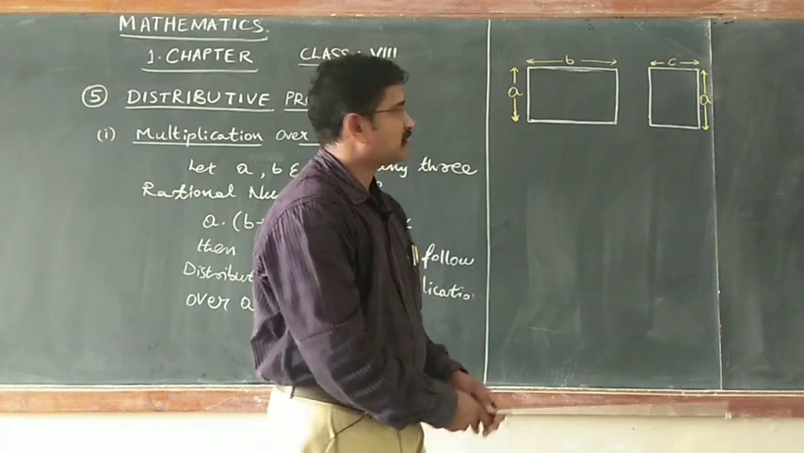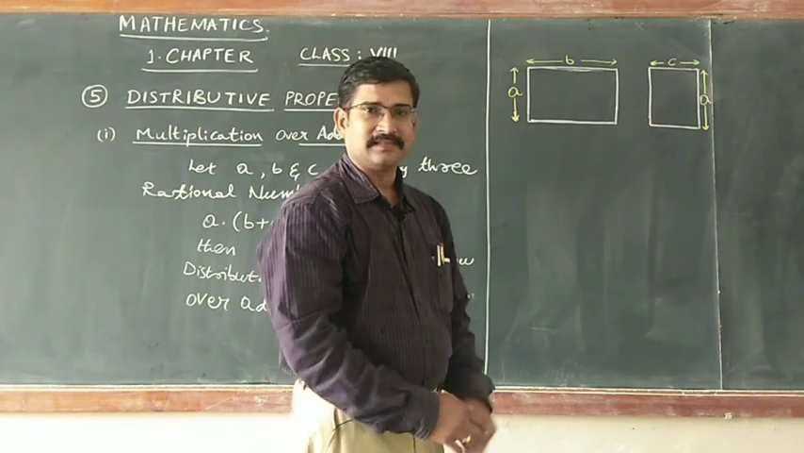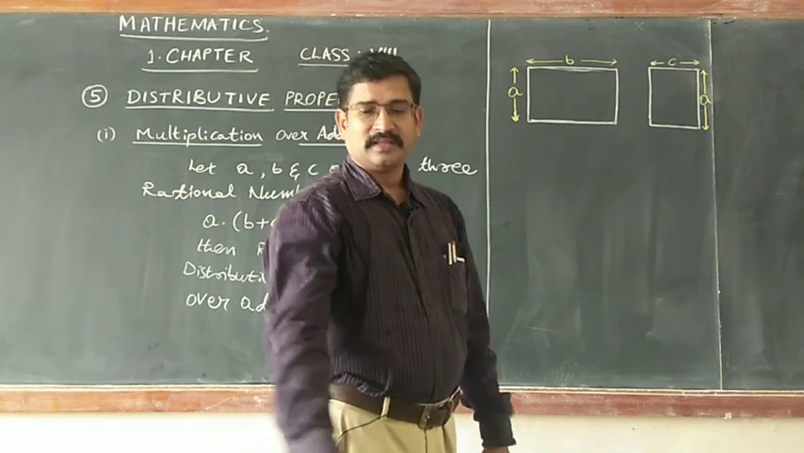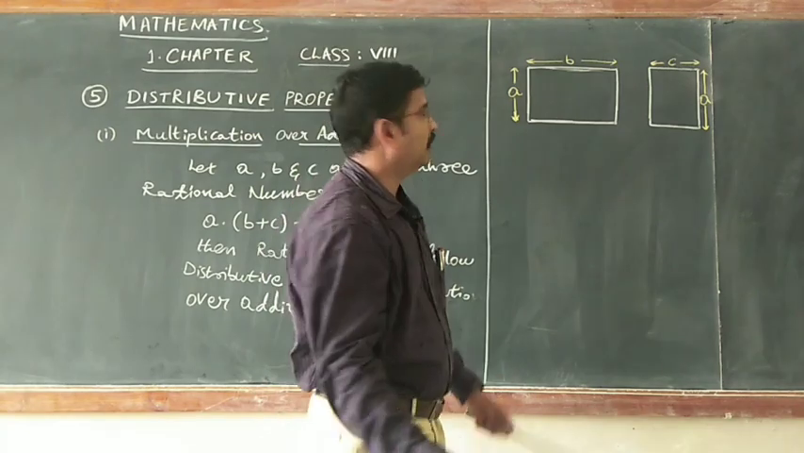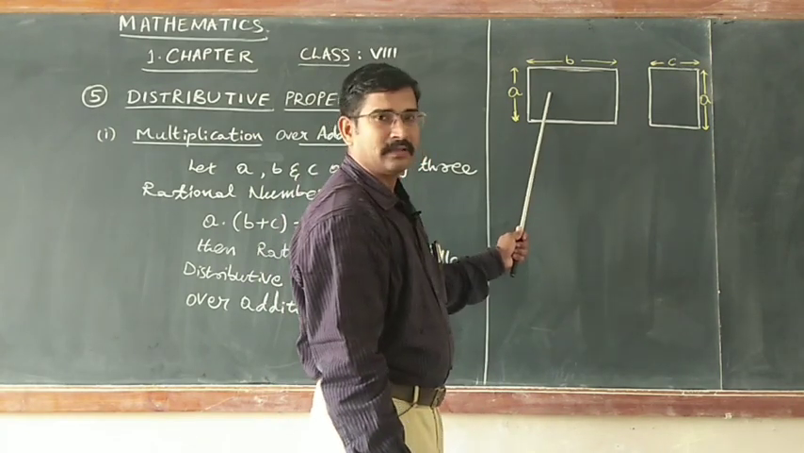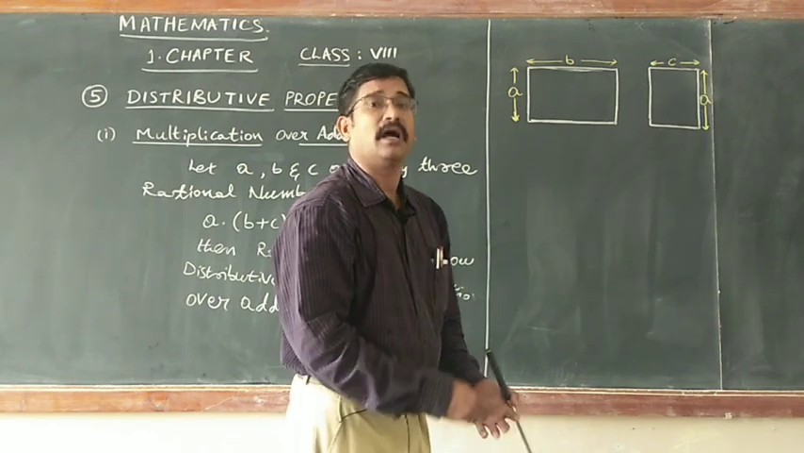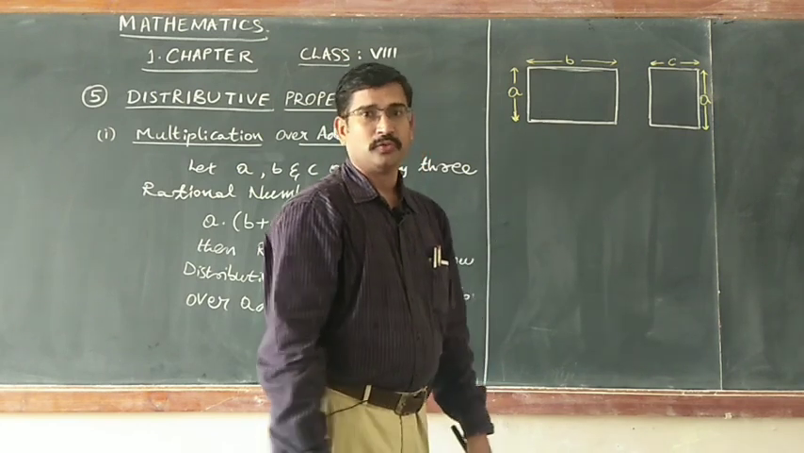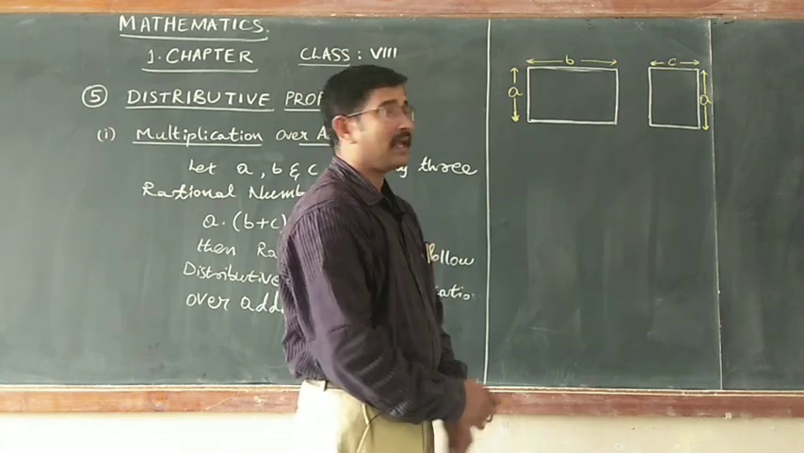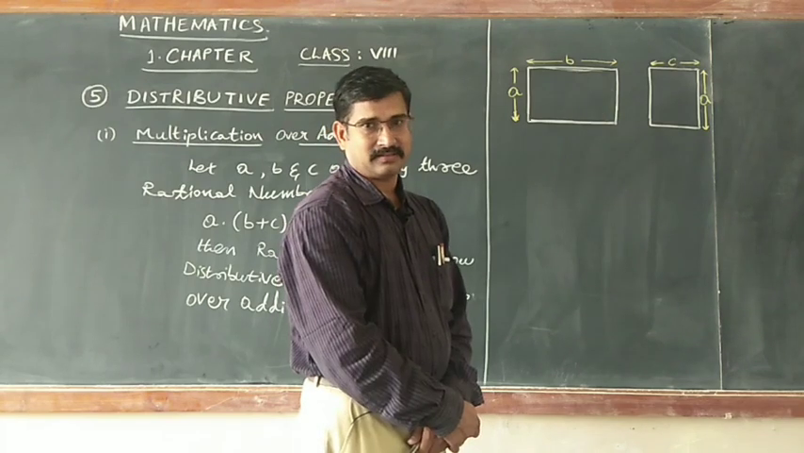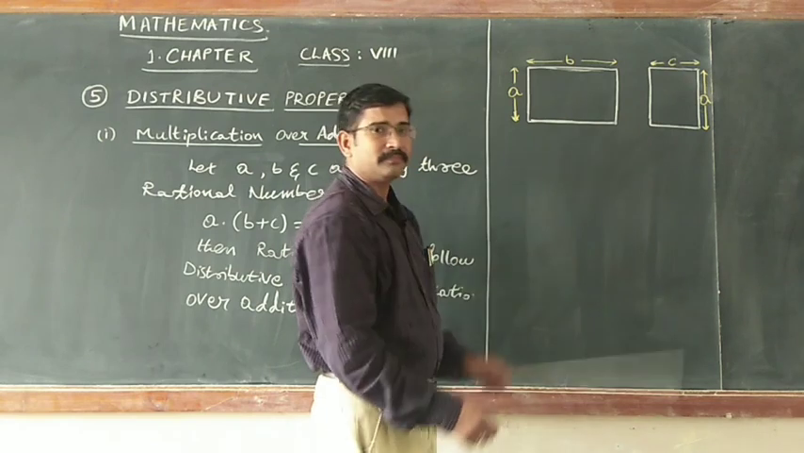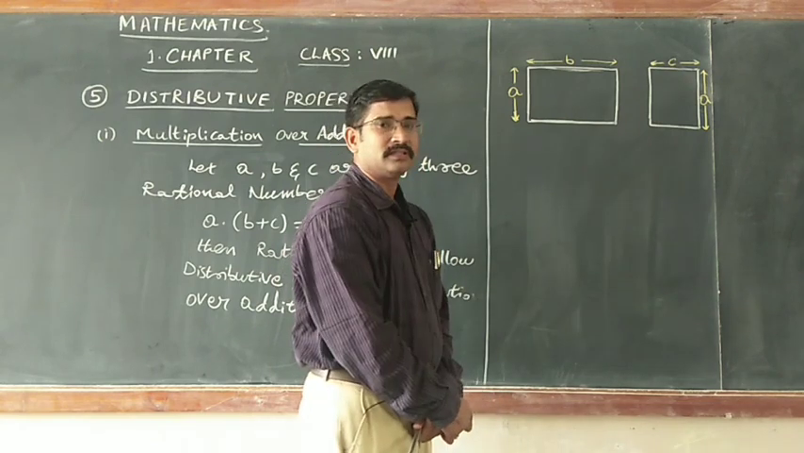What are these two figures? Both are rectangles. What do they represent? Children, they represent here certain area that it has occupied. I am going to use the area of these rectangles to explain you distributive property multiplication over addition. Let me take first rectangle, a bigger size one.